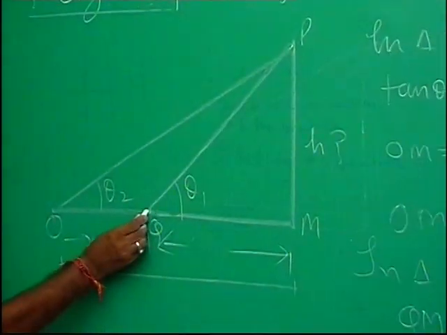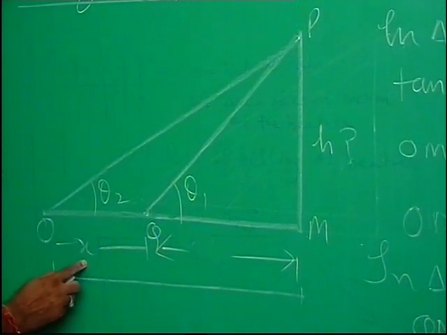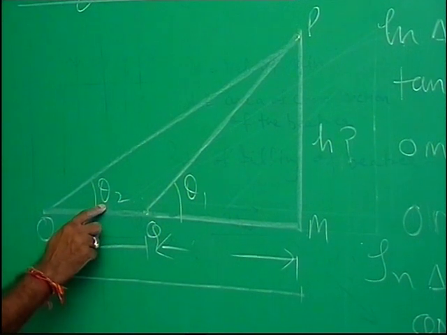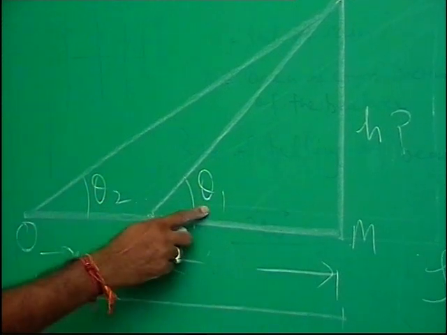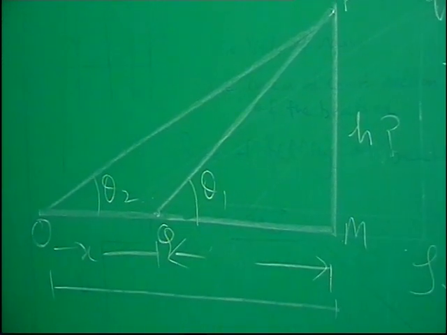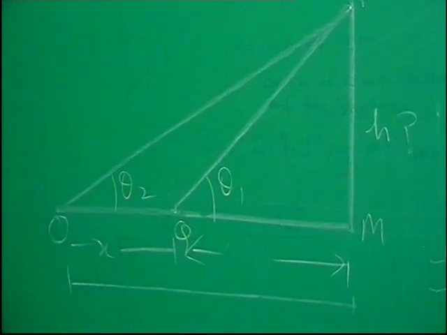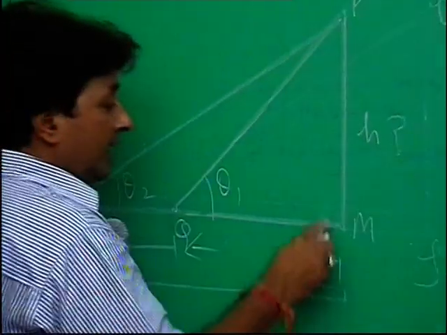But now we slip to the position O by a distance x. Again we place the sextant here and the angle is theta 2. Now students, theta 2, theta 1 are known to us, the angle of elevations by sextant. Now using the concept of the trigonometry, we'll take the right angle triangle OPM.